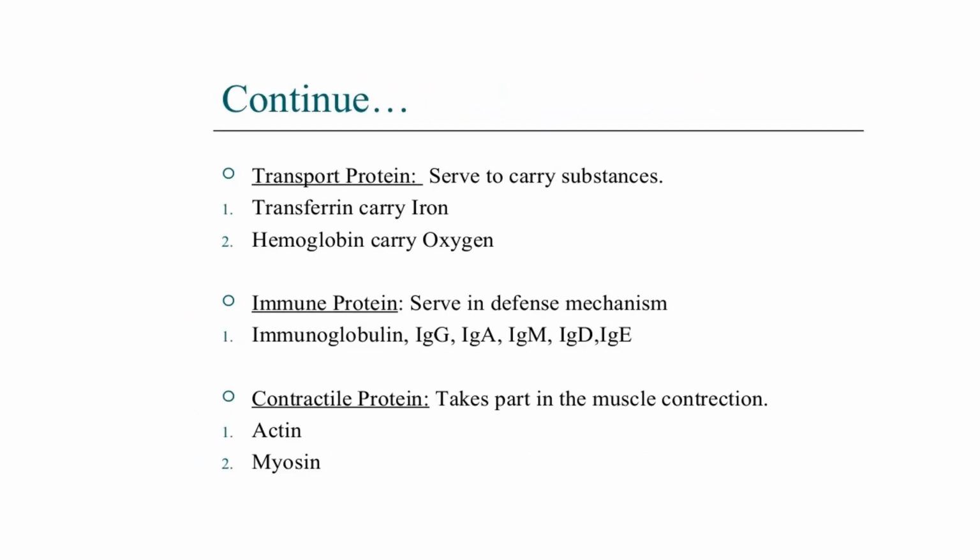Transport proteins: they serve to carry substances. Examples, transferrin that carries iron, hemoglobin that carries oxygen. Immune proteins: they serve in defense mechanism. Examples, immunoglobulins IgG, IgA, IgM, IgD and IgE. Contractile proteins: they take part in muscle contraction. Example, actin and myosin.